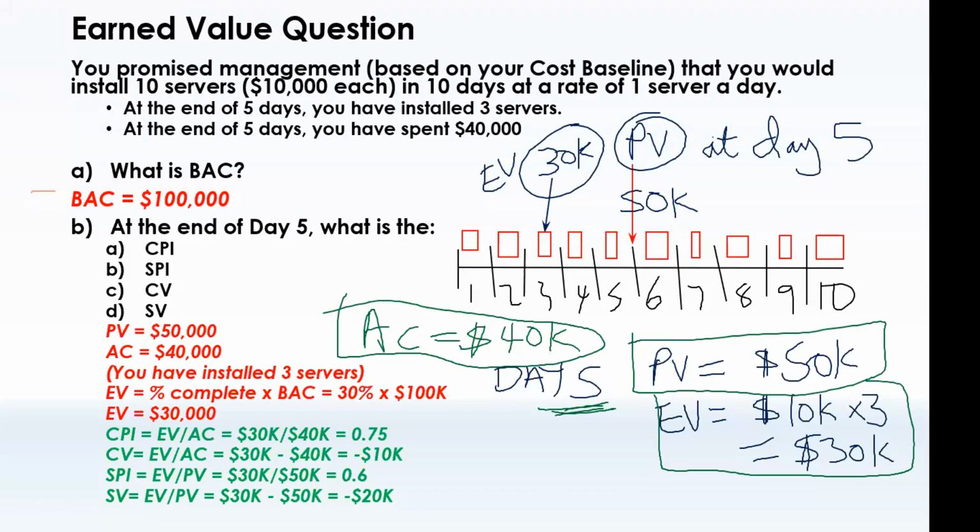So everybody got A, very good. B, a lot of folks typed in points. SPI is 0.6, that's correct. So B is 0.6. C, the CV is -10, very good. And D is -20. Very, very good. Okay. So you guys have solved A, B, C, and D.